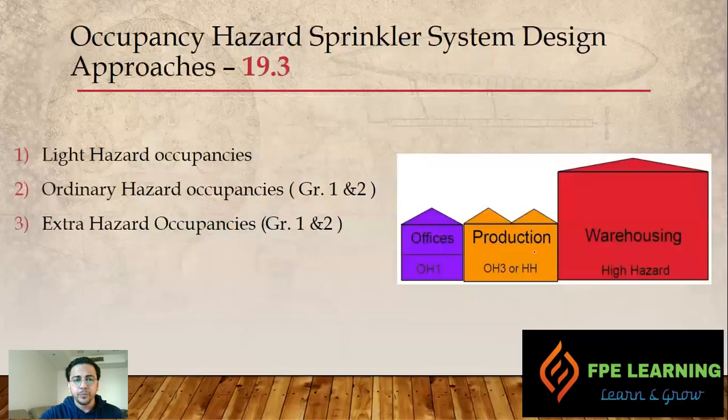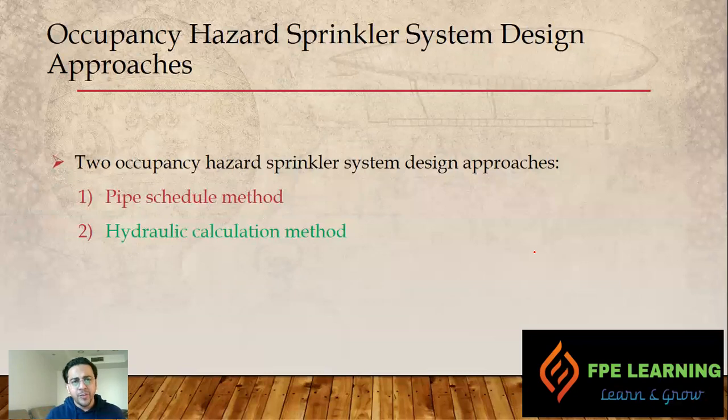That's all about the hose stream allowances, and this is just for table 19.3.3.1.2. So the next one we have is occupancy hazards sprinkler system design approach, 19.3, right? And this is based on three different occupancy classifications: light hazard, ordinary 1 and 2, and extra hazard 1 and 2, right? For occupancy hazard sprinkler system design, mostly we have two design approaches: pipe schedule method and hydraulic calculation method. Pipe schedule method means, broadly speaking, the old method of calculating the flow and pressure for our system when we didn't have hydraulic calculation software at that time.